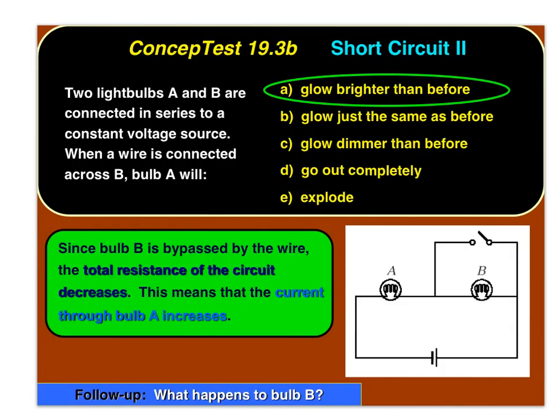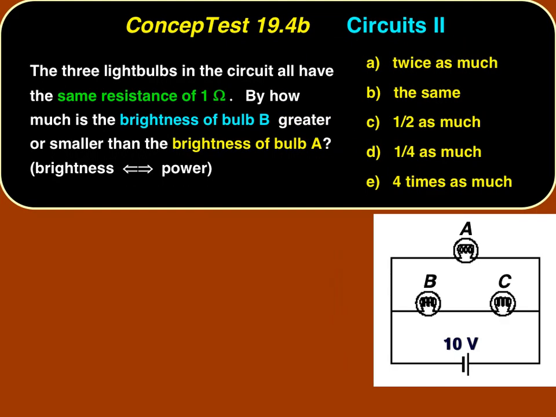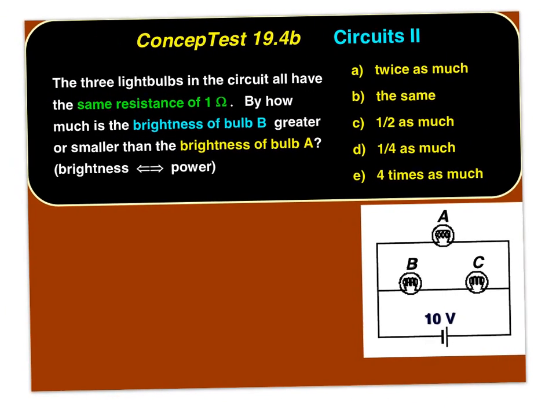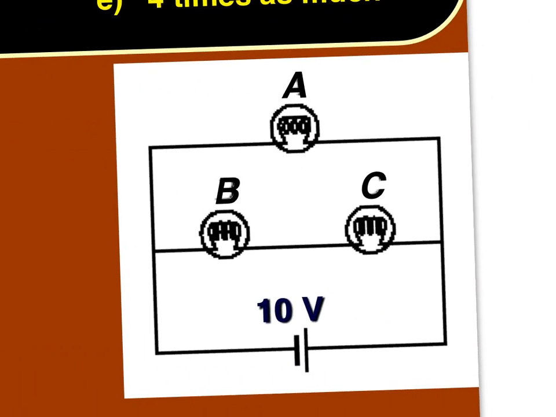And they kind of describe what we just talked about. So you could pause and read that. Might be good. The 3 light bulbs in the circuit all have the same resistance of 1 ohm. By how much is the brightness of bulb B greater than the brightness of bulb A? So is it brighter or not as bright as bulb A? These are what we're looking at. This guy and this guy.